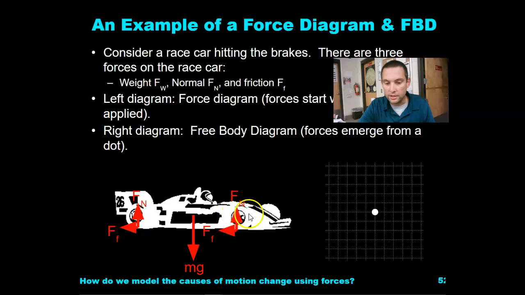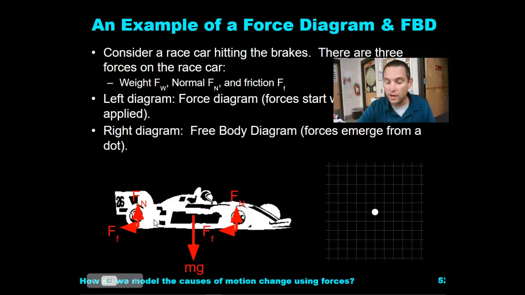The car is slowing down. I think it's a safe assumption to assume the car is moving forward and then hitting the brakes, right? So if it's hitting the brakes, that means we're traveling to the right. Friction is going to go in the opposite direction. So that's why friction is pointed to the left. Then we have the road. The road is the normal force.